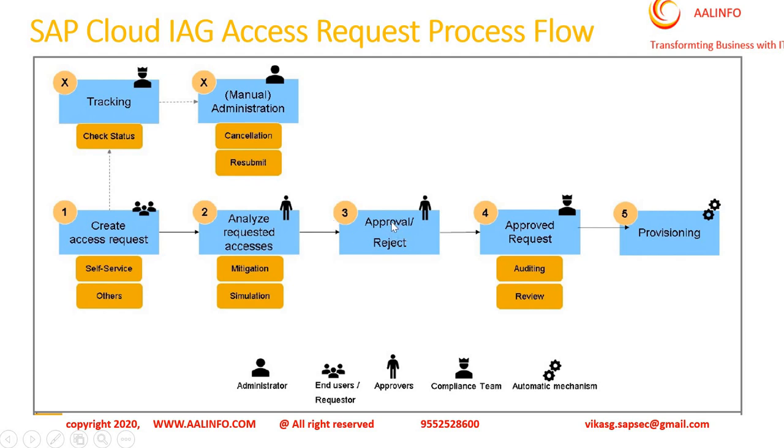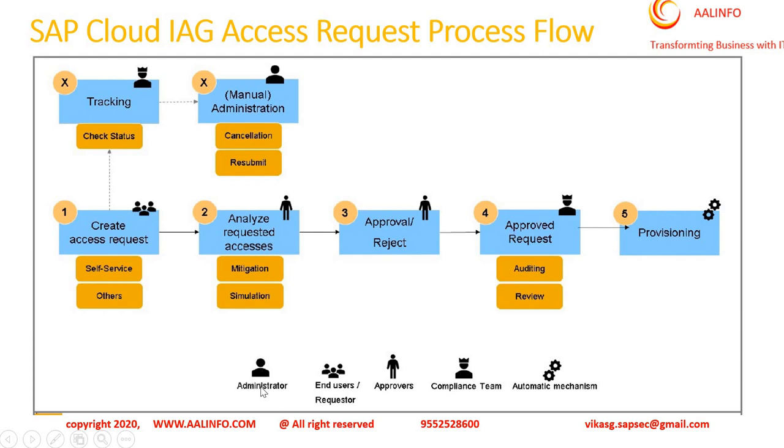Once they approve the request, it goes to approval status, and then the control team or compliance team can review or audit the request, and then the provisioning happens. Once the provisioning happens, the ID of the user who raised a request for the respective system gets created and the role is assigned to him. So these are the steps during this process flow of access request in IAG.